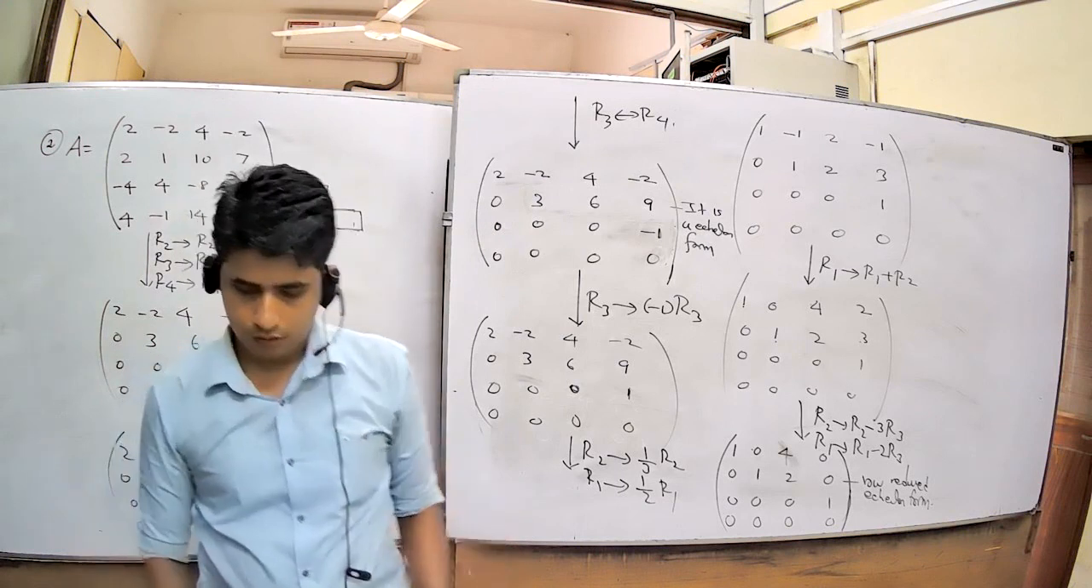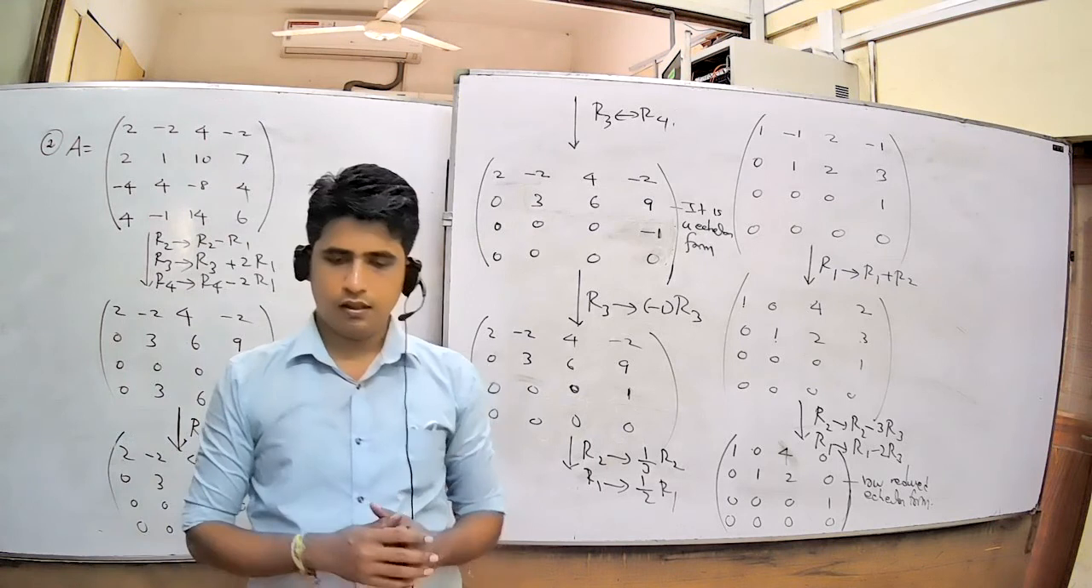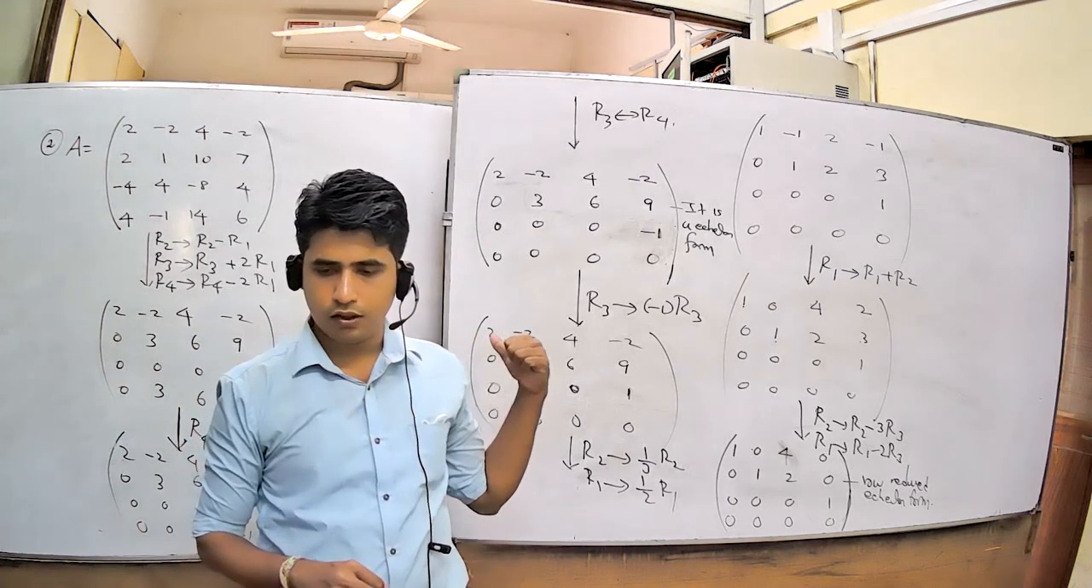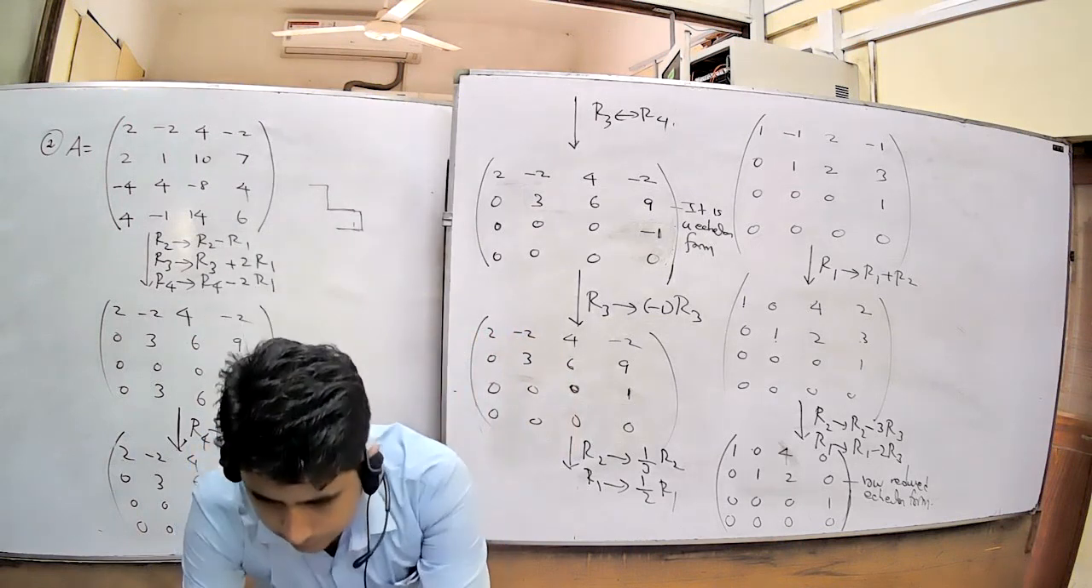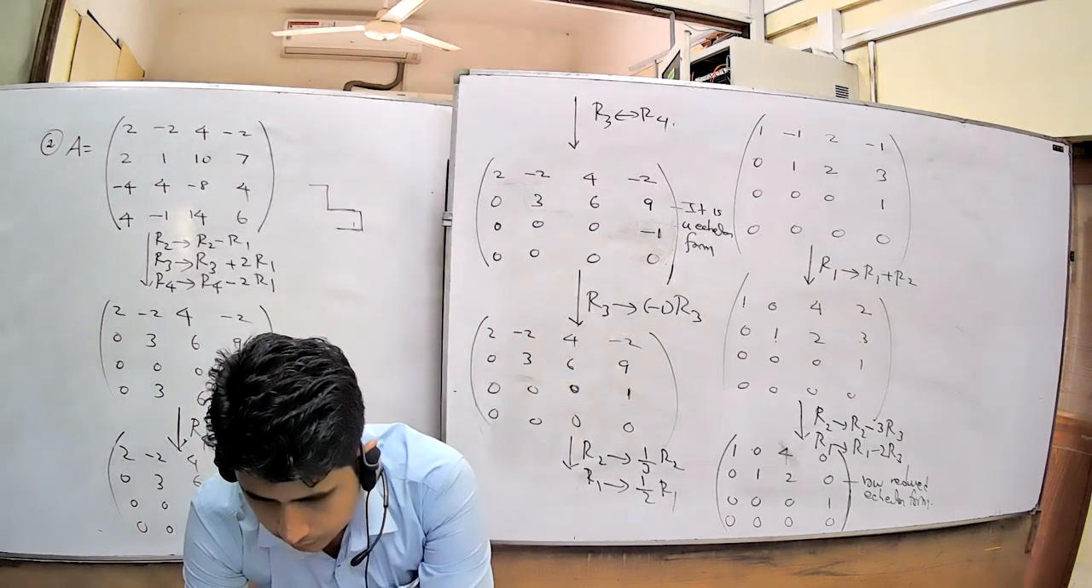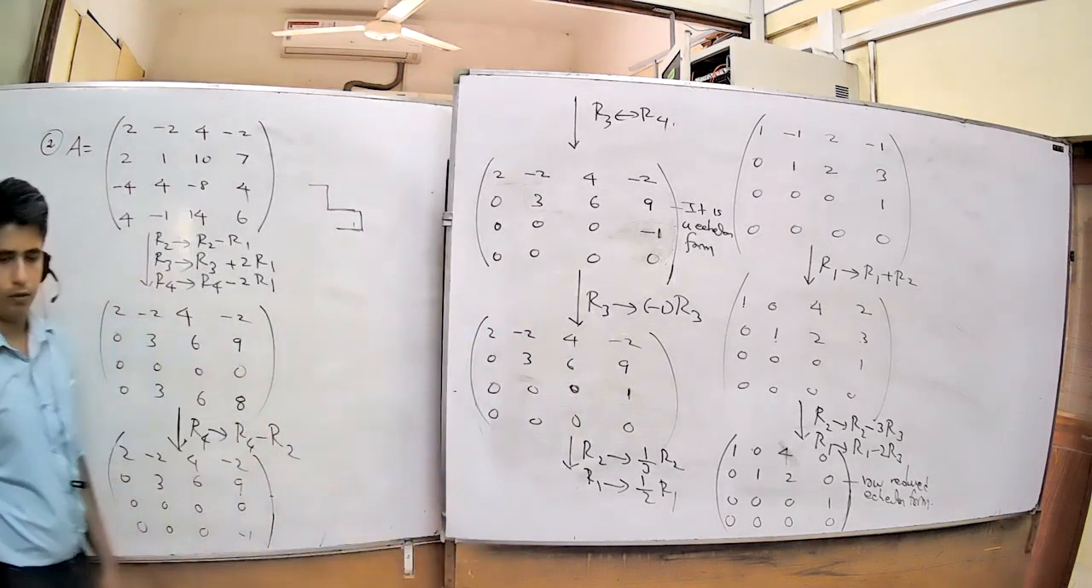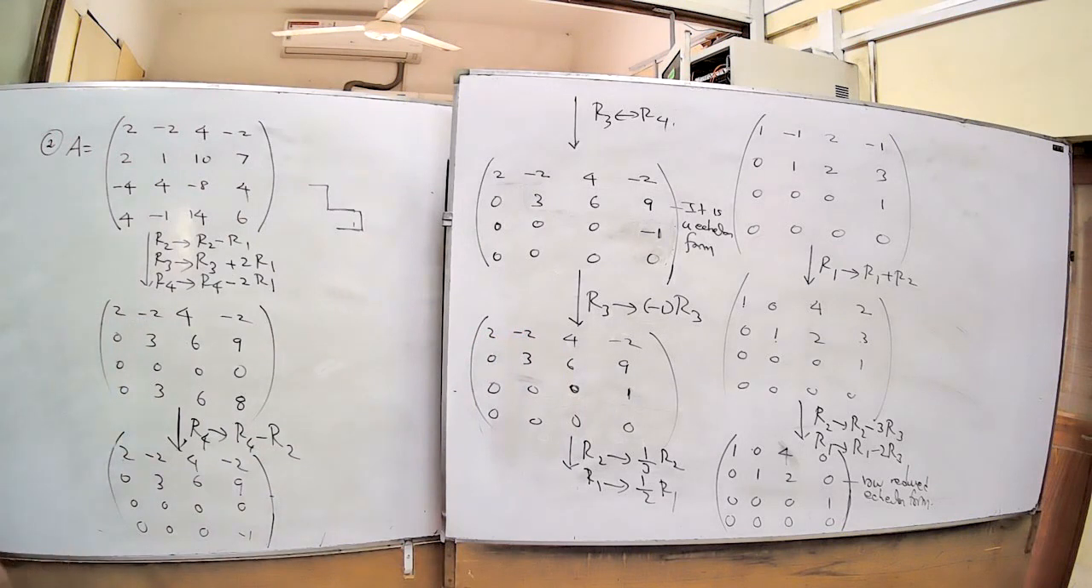Okay, these are the examples for the equivalent form and row reduced equivalent form, right?